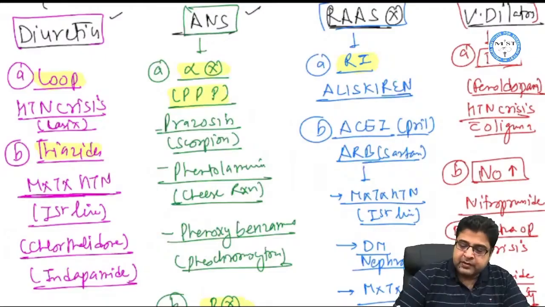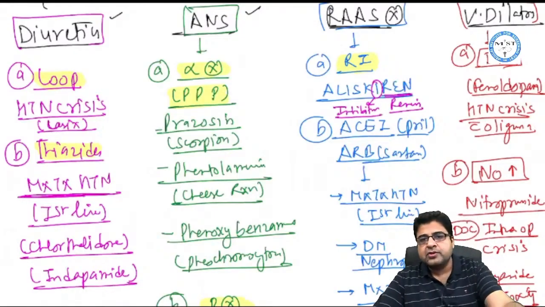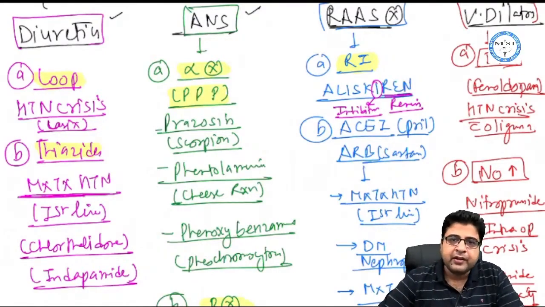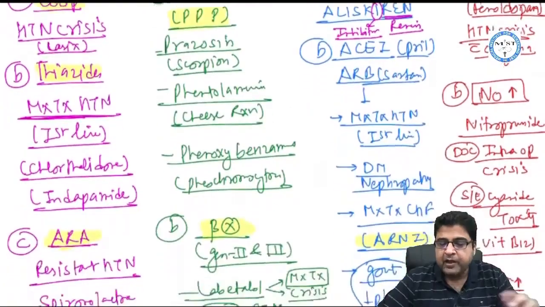In aliskiren, REN stands for renin, and I stands for inhibitor. So this medicine is a direct inhibitor of renin. Aliskiren is a direct inhibitor of renin. It's a renin inhibitor. Now apart from that, we have two more groups.